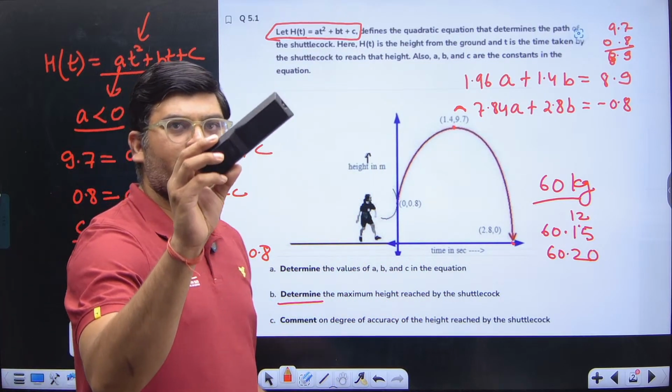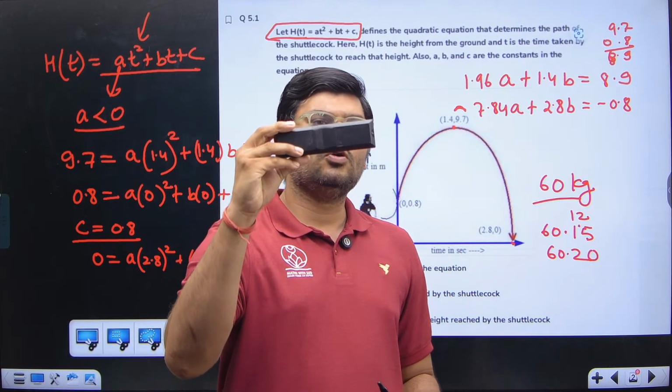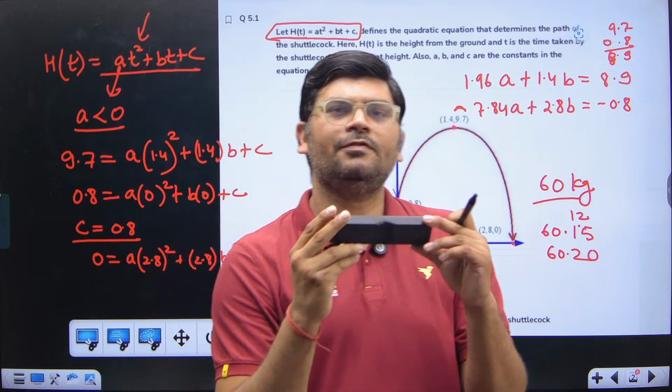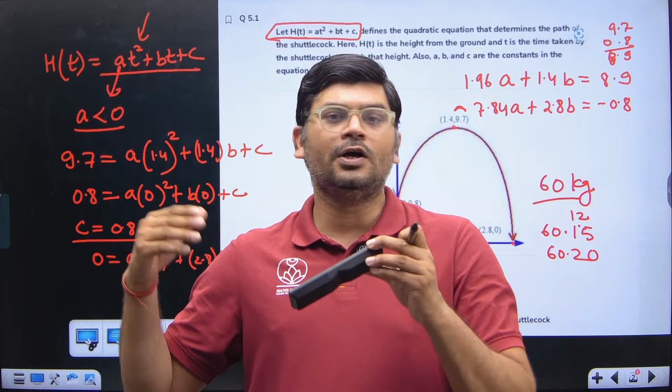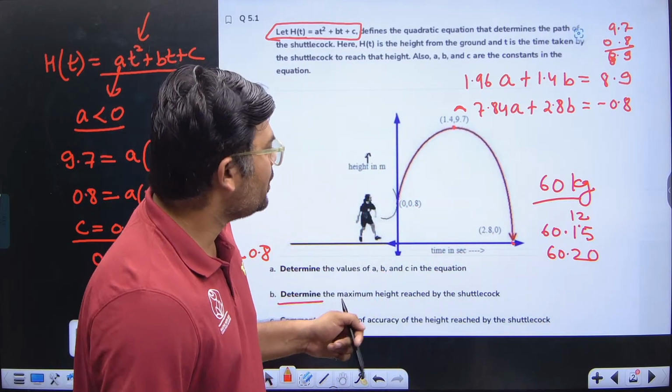Suppose I ask you what is the size of this? You will say, sir, 15 centimeter. I will say, is it more than 15 centimeter or less than 16 centimeter? So you will say, sir, more than 15 but less than 16. So between 15.15 to 15.25. So as we write more and more decimals, the degree of accuracy is increased.